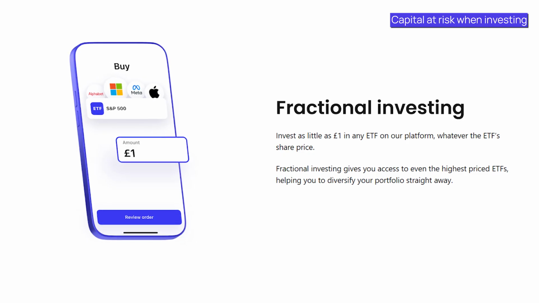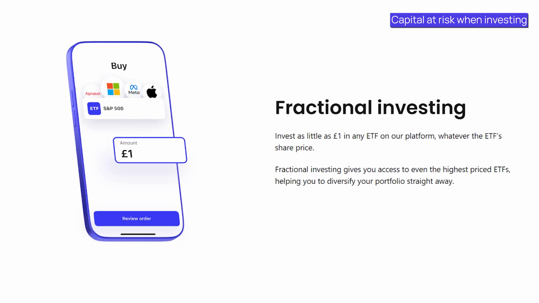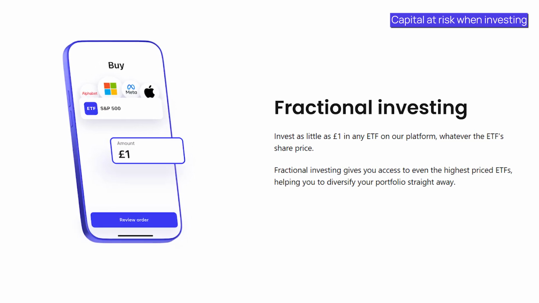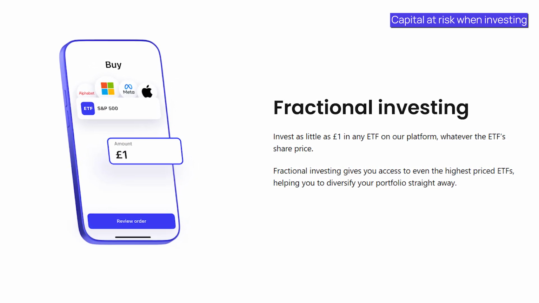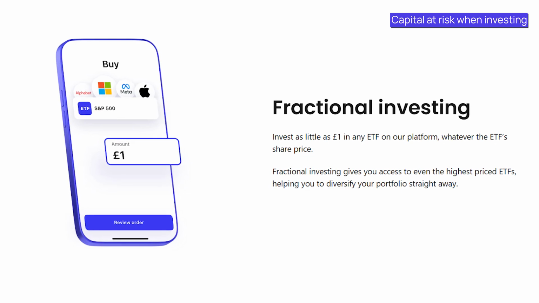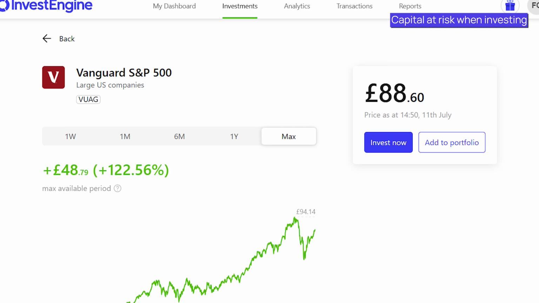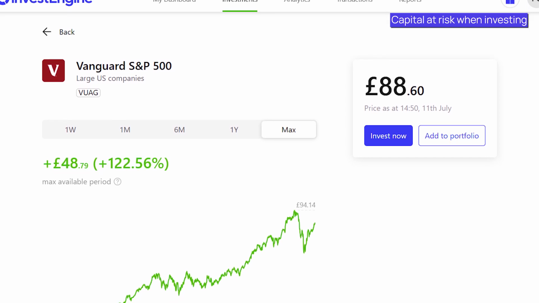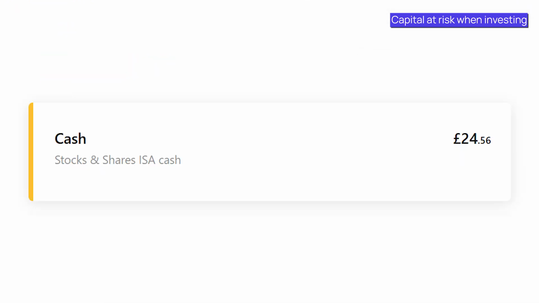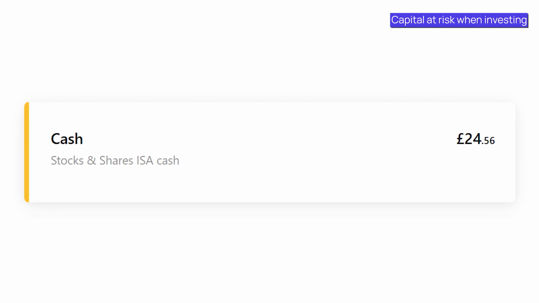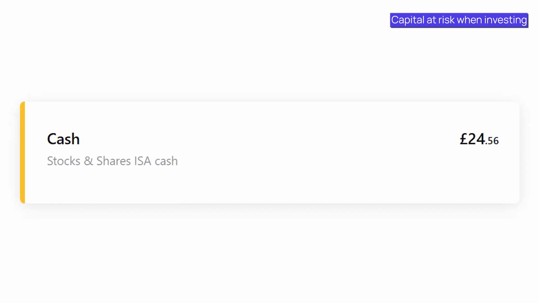The fact that InvestEngine allows you to buy fractional shares as well means that regardless of whether you invest £20 a week or £2,000 a month, your entire investment amount will be invested into your chosen assets. If a platform doesn't allow fractional shares, then you have to buy whole units of shares, and you'll have money left over sitting in your account, not put into the market like you probably planned.